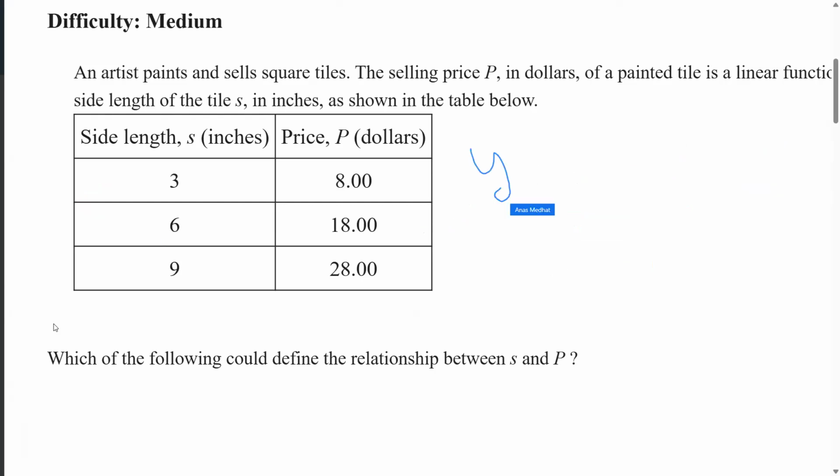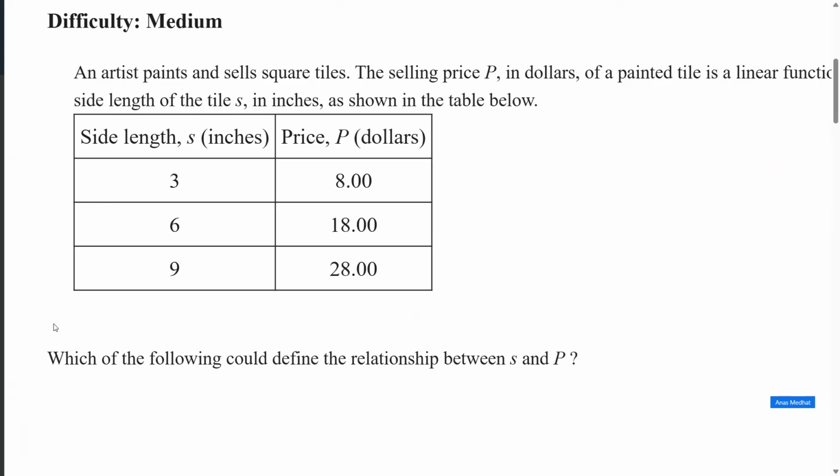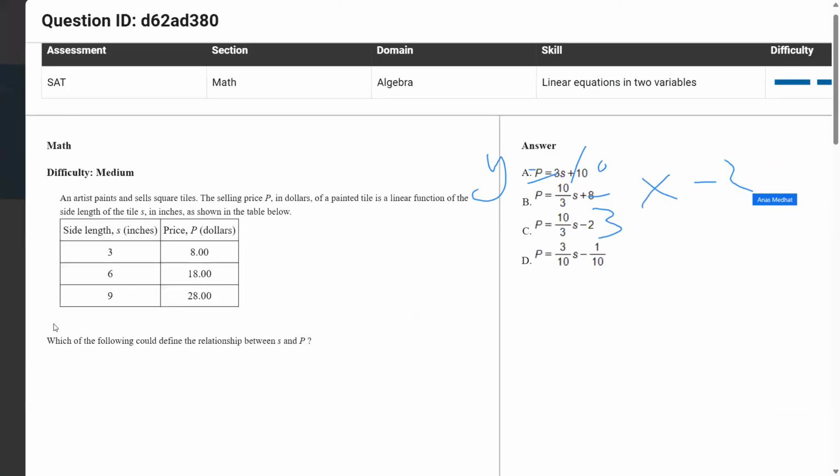Now we have the equation. Now to get the y-intercept, we substitute one of the points. We'll substitute the first point. 3 will cancel with each other. B is going to be equal to negative 2. So the final formula is y equals 10 over 3 x minus 2. Answer is C.